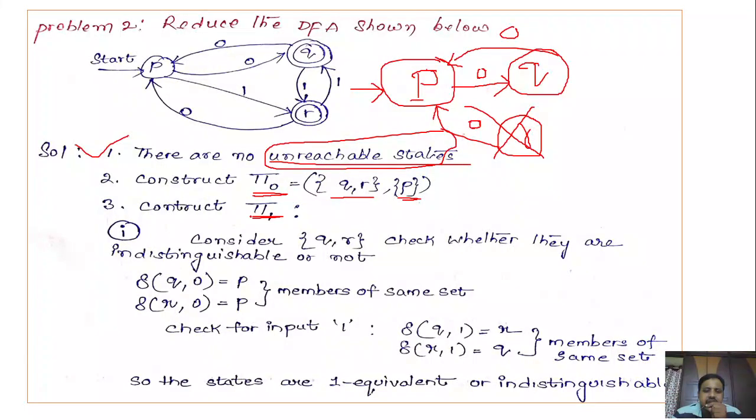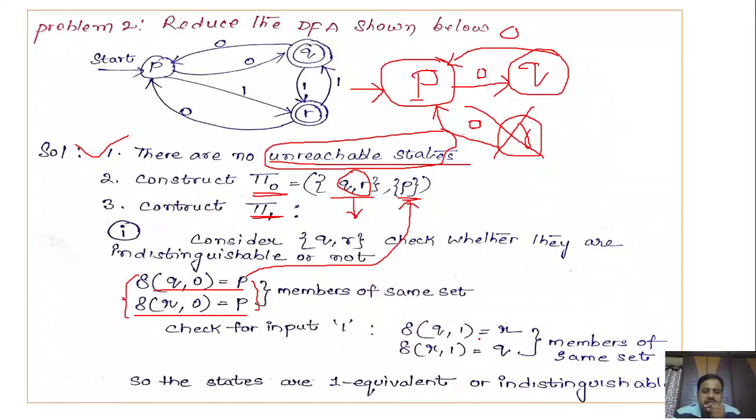Next, construct pi 1. In pi 1, you have to take each set and compare the states in that set to see whether they are distinguishable or not. Here we have Q and R, so compare those. Delta of Q comma 0 gives P. Delta of R comma 0 gives P. Both are non-final states and are members of the same set. So this property is satisfied, and they are indistinguishable at this particular input.